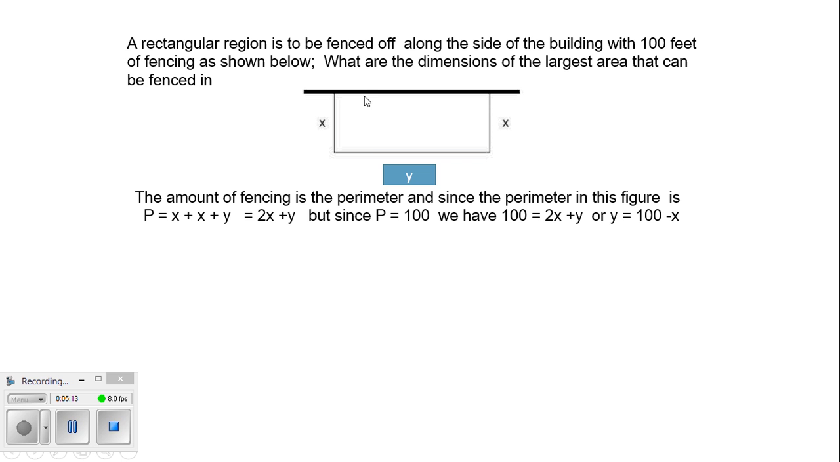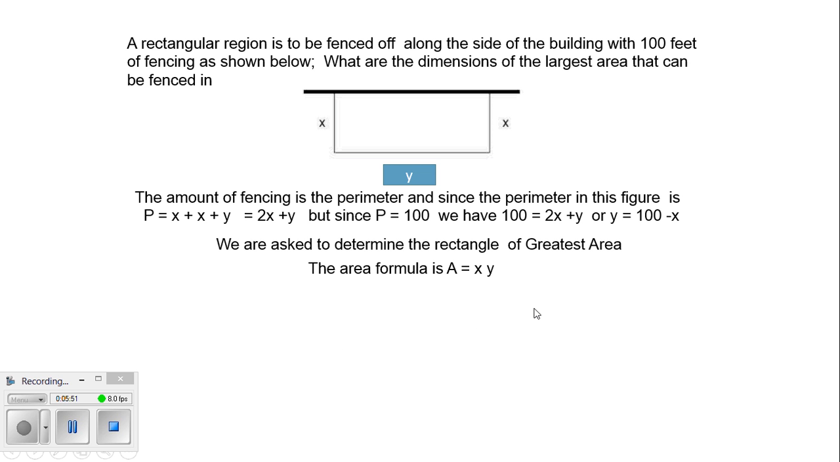The two sides of the rectangle are X and one side is Y. We've got 100 feet of fencing, so that implies the sum of X, Y, and another X is going to equal 100 feet. So we've got 2X plus Y equals 100. We want to optimize this area, and the area is, of course, X times Y. So we were able to find Y in terms of X through the perimeter relationship, okay?